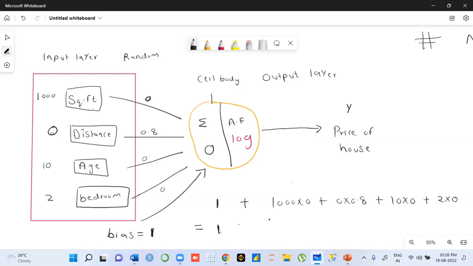Any question? Please ask. So bias is to remove 0 from the data so that we should have some numbers. Always bias has to be 1 because the weight has been taken randomly. Tomorrow weight can change.